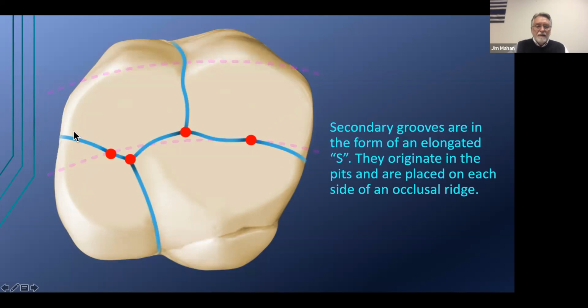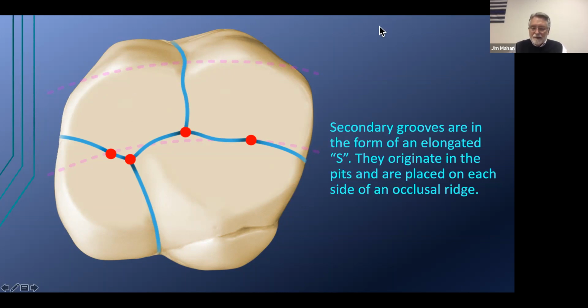So let's draw the central dissectional groove just by connecting the dots. Draw that buccal groove by connecting the dots and the lingual groove. What we have now is primary anatomy. Secondary grooves, after the primary anatomy, well, primary anatomy just separates the tooth into cusps. In the case of this tooth has 4 clearly distinguished cusps. Secondary grooves are in the form of an elongated S, and they originate in the pits and placed on one side of an occlusal ridge.